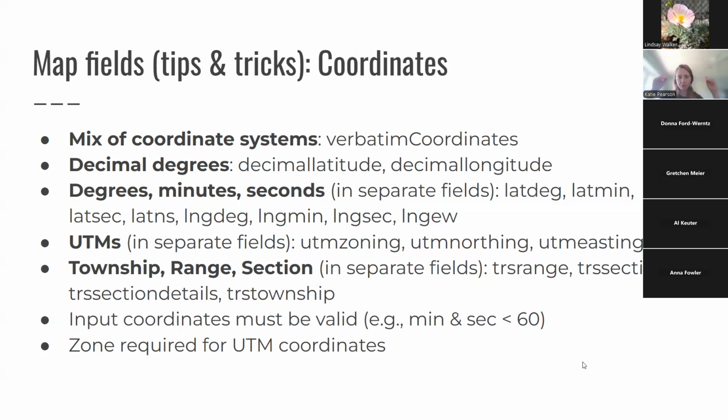If you have multiple types of coordinates in the same field, just map it to verbatim coordinates. Your input coordinates do need to be valid if you put them in decimal latitude and longitude. If you put them in verbatim coordinates, it's fine. I don't think it does any checking or rejecting. And then note that if you do put in UTM coordinates, it's going to need a zone. Otherwise, it's not going to parse them into decimal degrees.